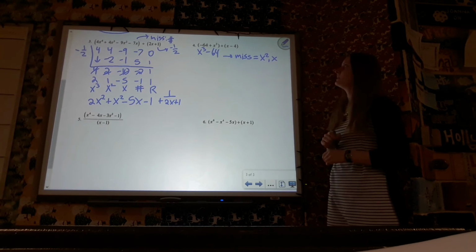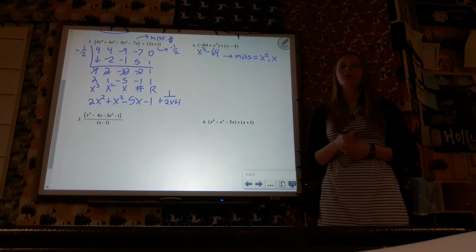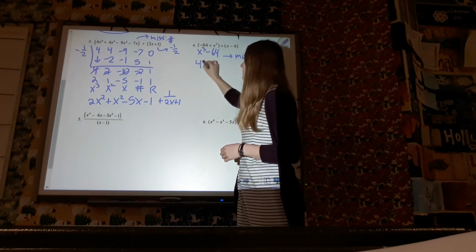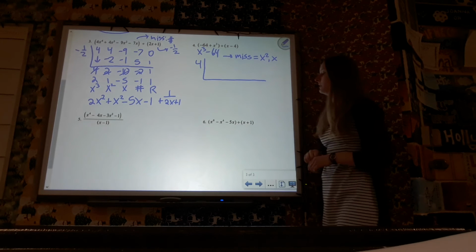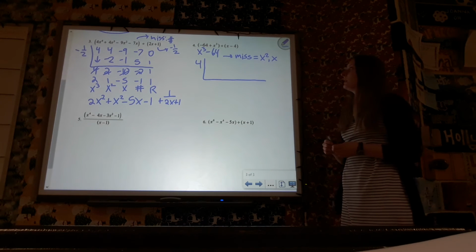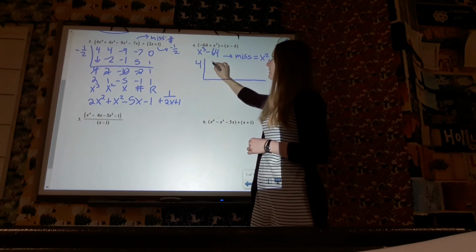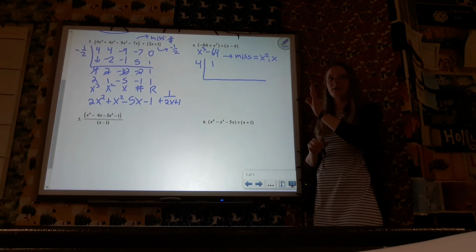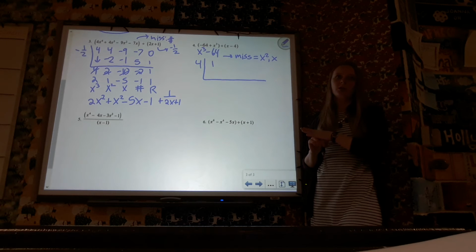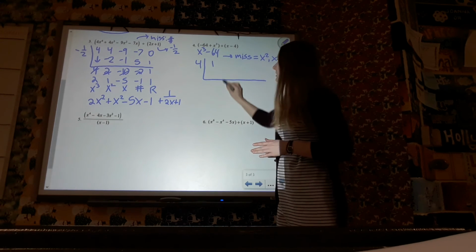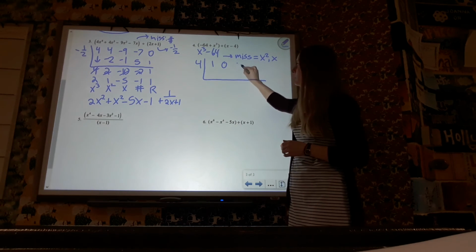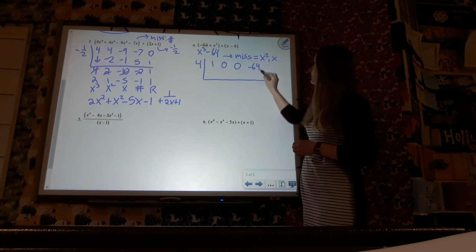Alright, what value does the divisor give me when I solve? Okay, so I have 4. My coefficient for x cubed is 1. And then next, technically, would be x squared, but do I have x squared? What do I put in its place? 0. So I have 0 for the x squared, 0 for the x, and then negative 64 for the number without a variable.